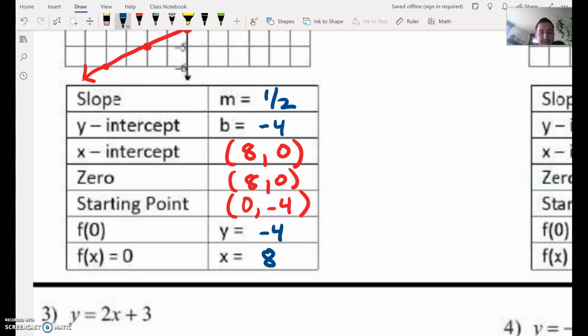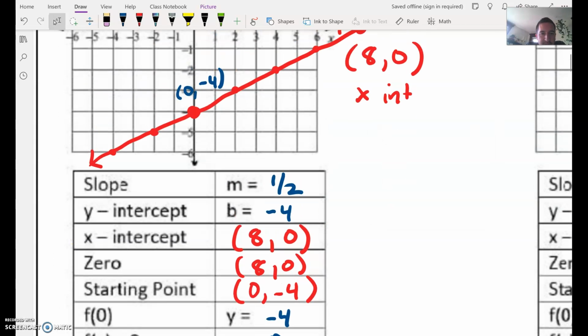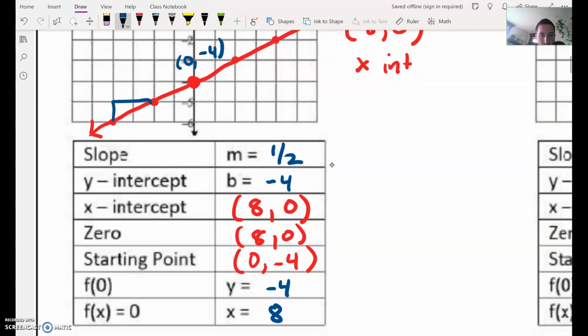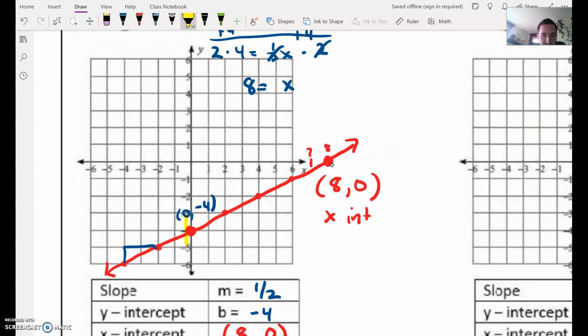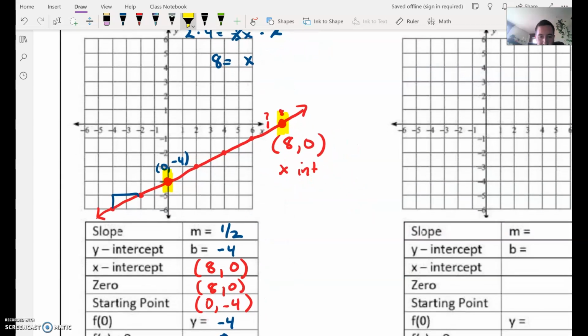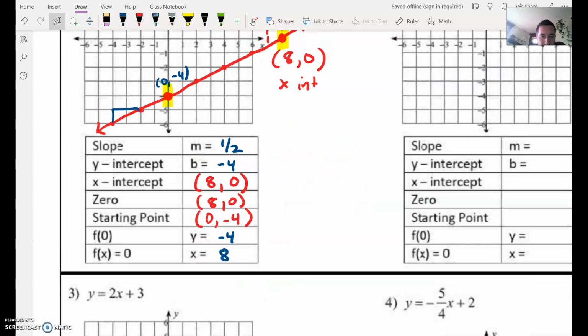So those are some key features. Slope is the steepness of the line, and it's up 1/2. The y-intercept is where the line touches the y-axis, which will be right there. The x-intercept is where it touches the x-axis, which will be over there. The 0 is another name for x-intercept. Starting point is another name for y-intercept.